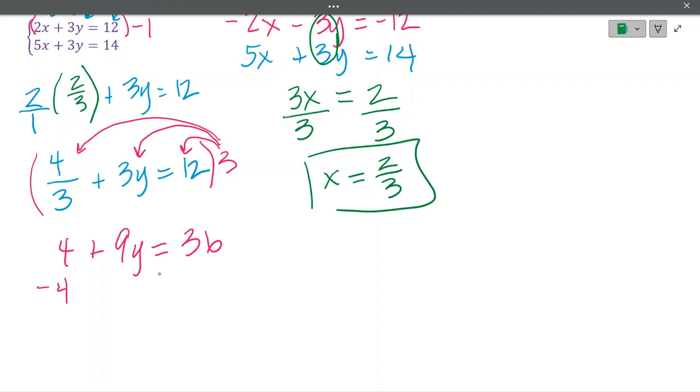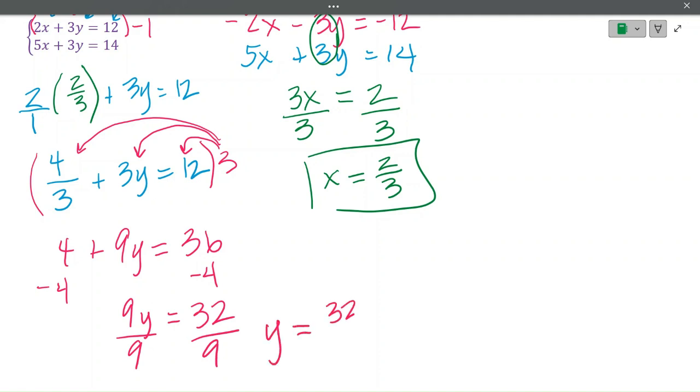So I'm subtracting 4 from both sides, and I end up with 9y equals 32. Now I'm dividing by 9 on both sides, and we end up with y equals 32 over 9. We want to check to make sure that this is in fact correct, so I'm going to plug both of these values into each equation.